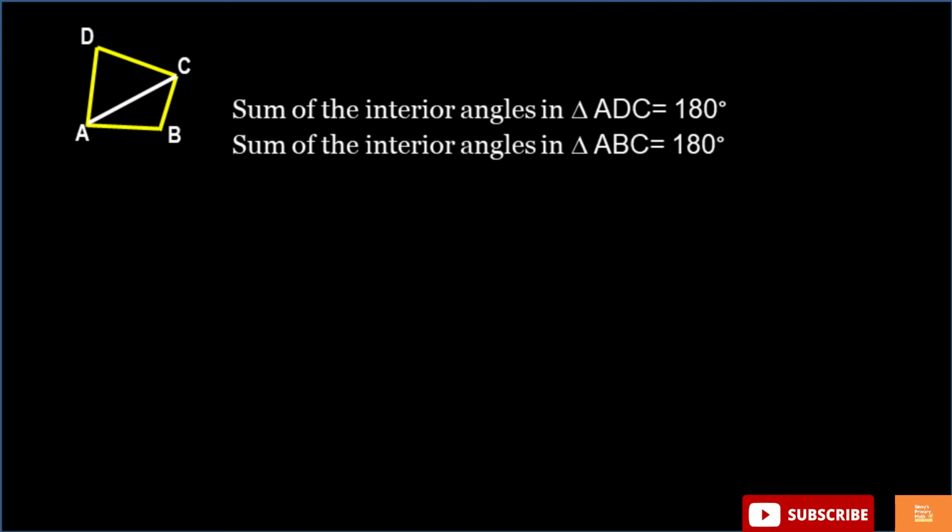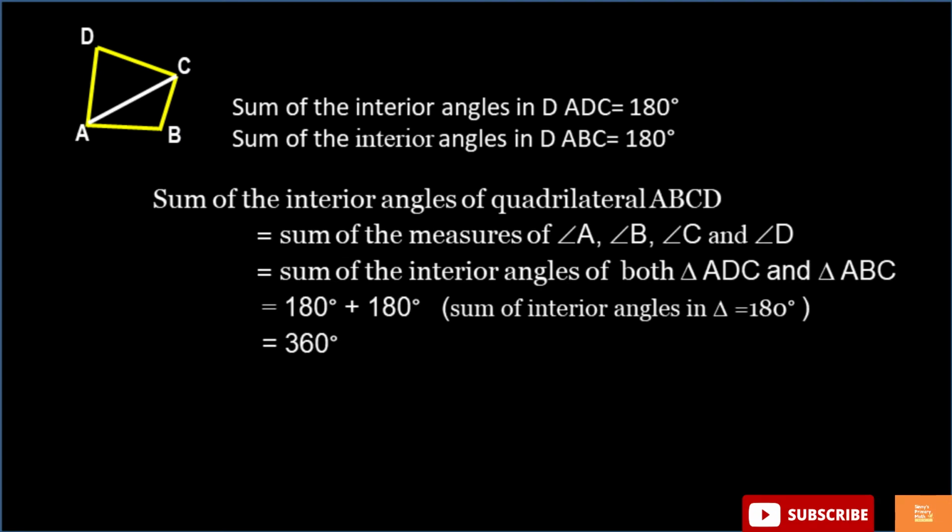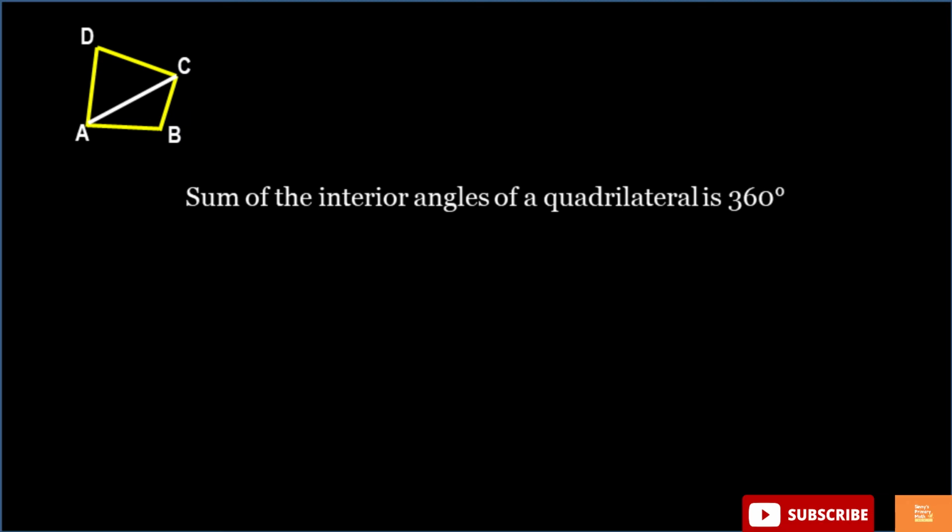Sum of the interior angles in triangle ADC equals 180 degrees. Sum of the interior angles in triangle ABC equals 180 degrees. Sum of the interior angles of quadrilateral ABCD equals the sum of the measures of angle A, angle B, angle C and angle D, which equals the sum of the interior angles of both triangle ADC and triangle ABC, equals 180 degrees plus 180 degrees equals 360 degrees. We can conclude that the sum of the interior angles of a quadrilateral is 360 degrees.